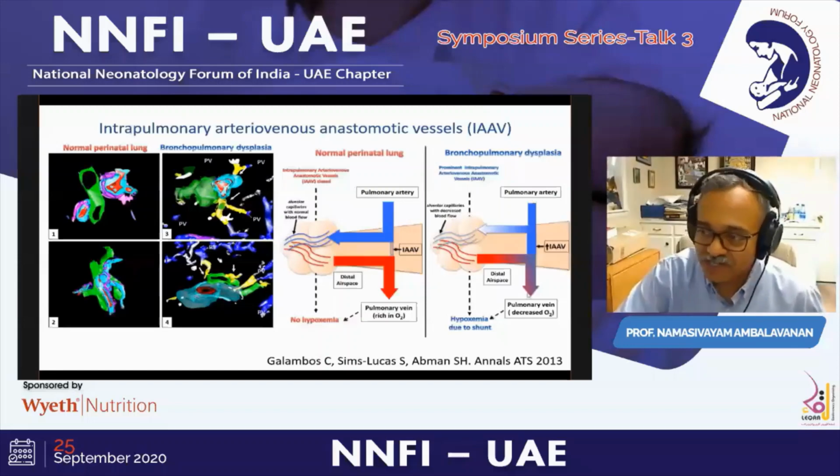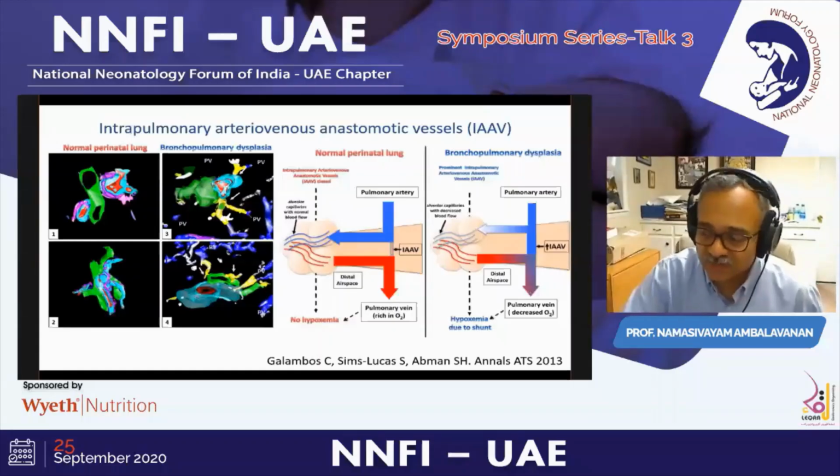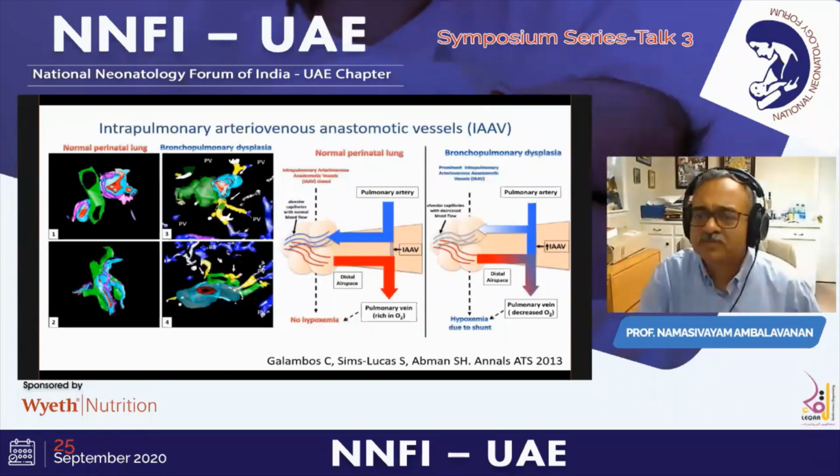It's basically an intrapulmonary shunt, leading to hypoxemia due to the shunt. So you could try adjusting your mean airway pressure, try adjusting your FiO2, you could try doing all those things. But basically, if you're having an intrapulmonary shunt, all those maneuvers are not likely to help, and this infant may have persistent hypoxemia.